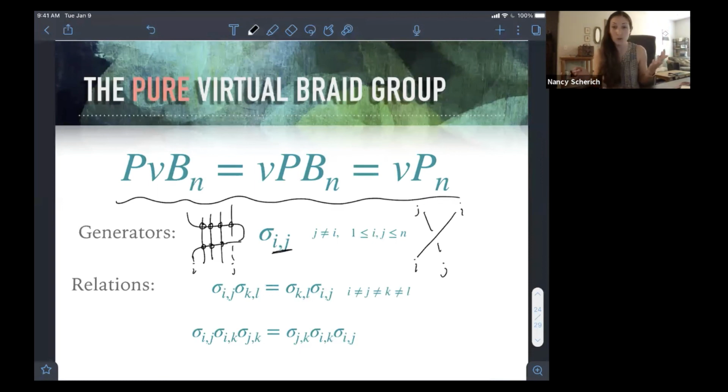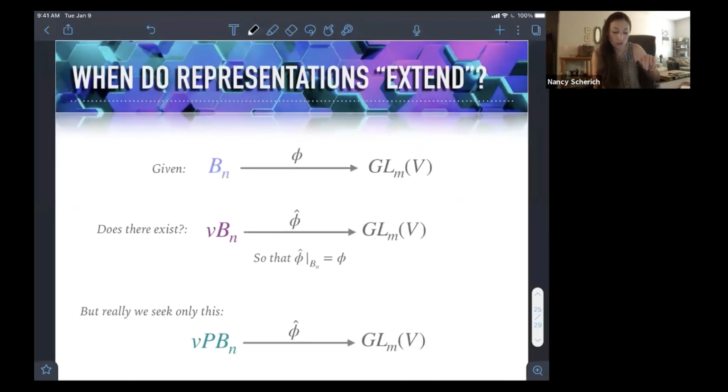Okay, so this is our pure virtual braid group. And this is basically the heart and soul of the virtual braid group. Everything you need to know is right here. So when we want to ask if a representation extends to the virtual braid group, really what we're looking for is a representation of the pure virtual braid group. So let's just walk through the details really quick.